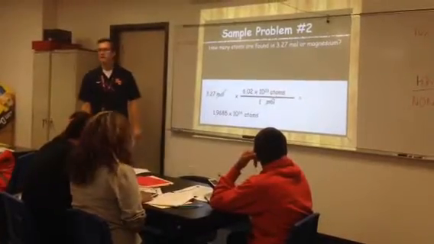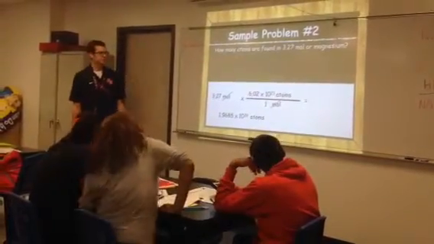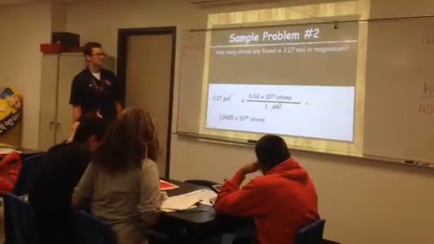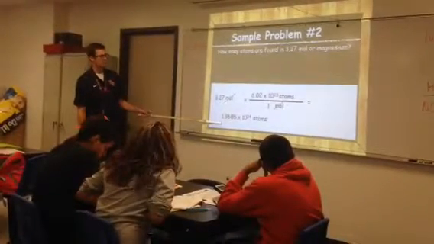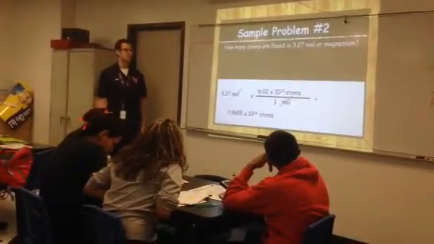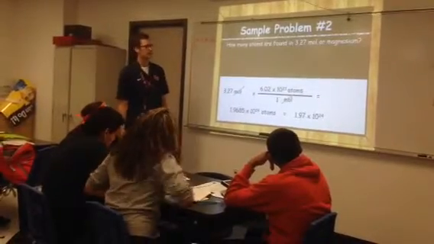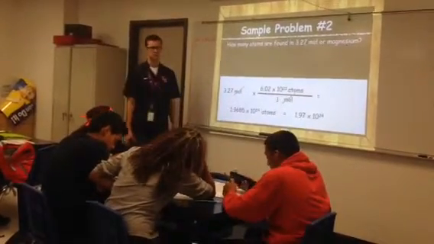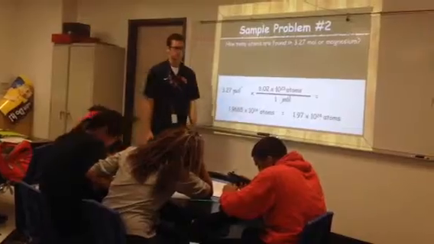And then you need to have the proper number of significant figures. So here we have 1, 2, 3 significant figures. So we need to have 1, 2, 3 again. So our answer is going to be 1.97 times 10 to the 24 atoms.